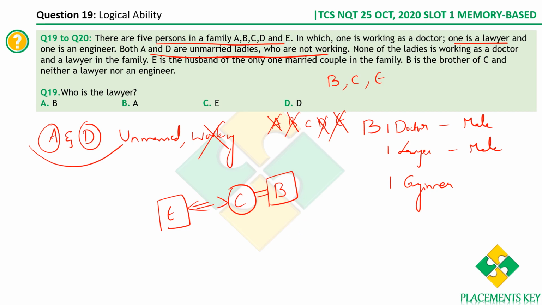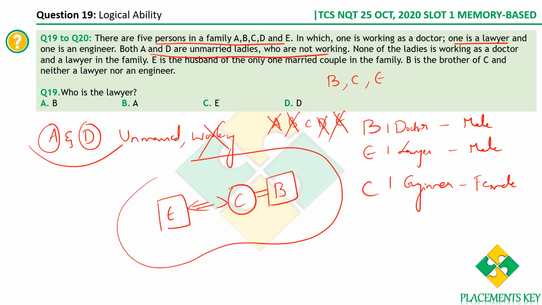Fine. So what else? Clearly we know that C is a female. So we don't have a female doctor nor a female lawyer. Therefore, the engineer has to be female, who is C. So out of B, C, and E, B and C are already filled. So E is supposed to be the lawyer. Is that clear? So this is what we have. B is a doctor, E is a lawyer, and C is the engineer. Okay, and this is their respective family tree.